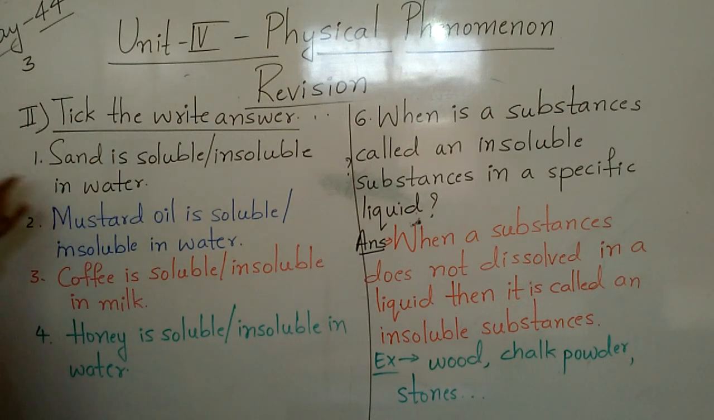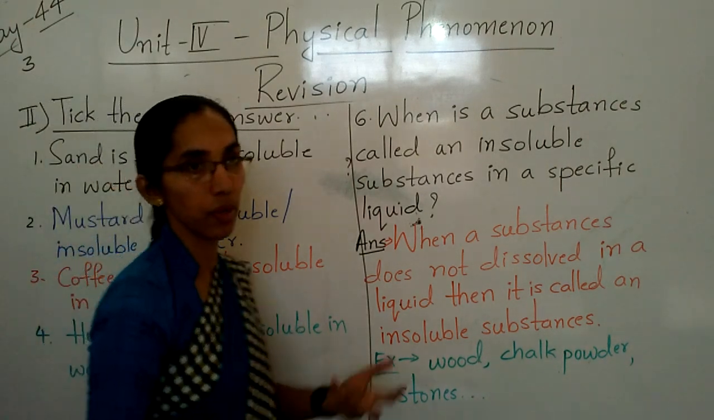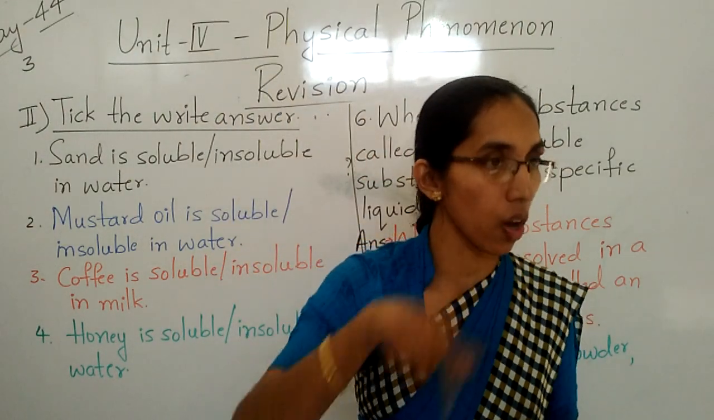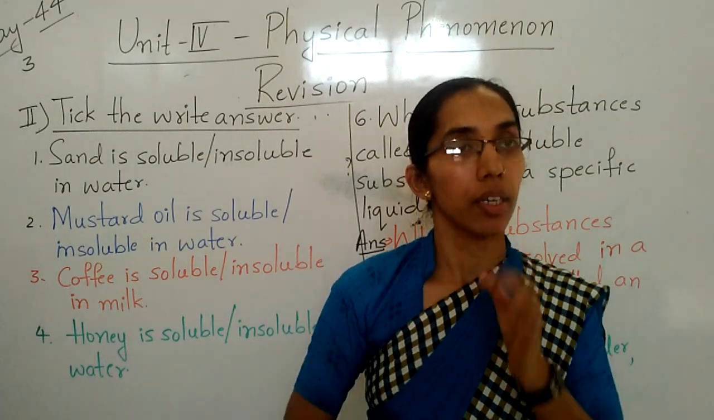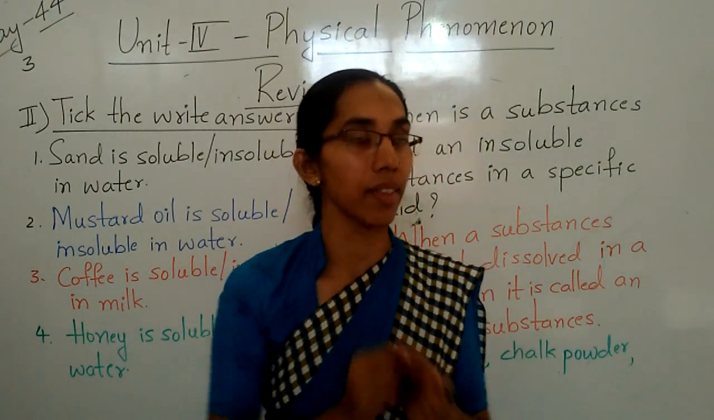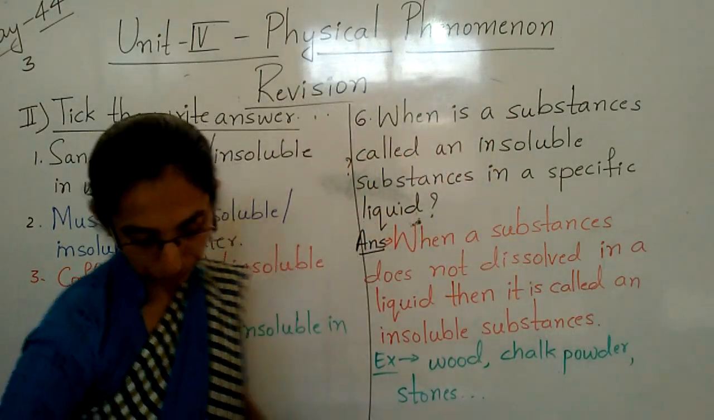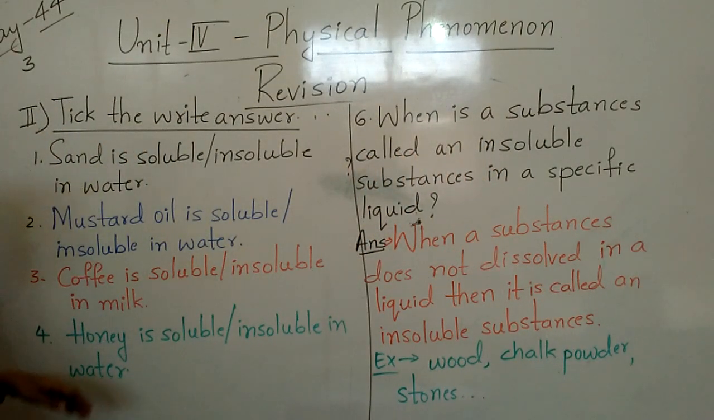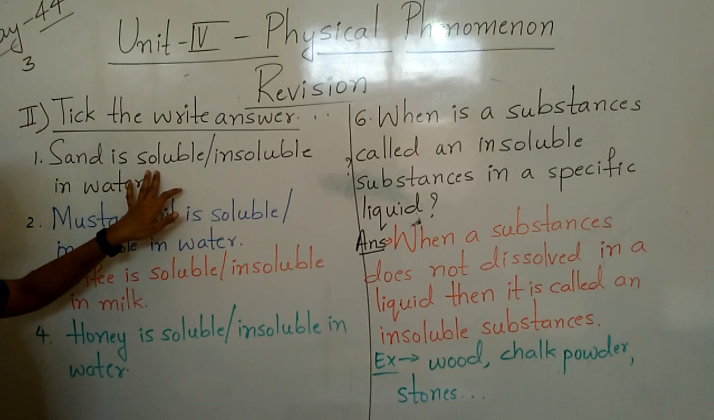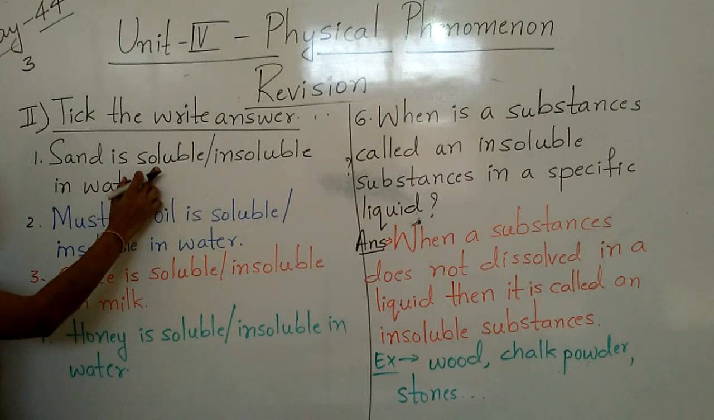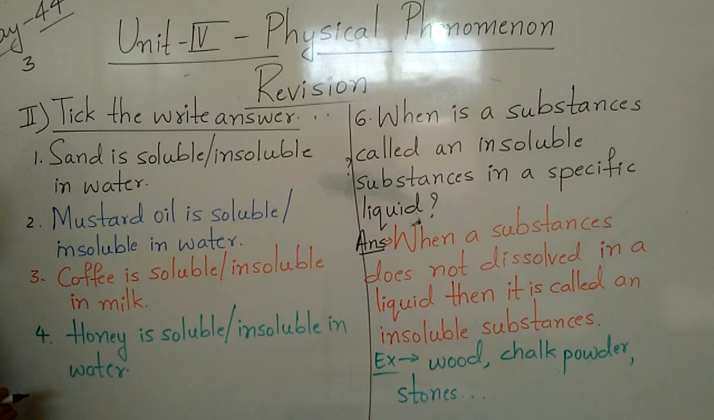What do they ask? We should think of the correct answer, whether the things dissolve in liquid or not. Soluble means what? Which things dissolve in liquid, that is soluble. Insoluble, which substances do not dissolve in the liquid. Clear, children? So first, in that first one, sand is soluble or insoluble in water, children. Tell me, sand is soluble or insoluble? Yes, sand.